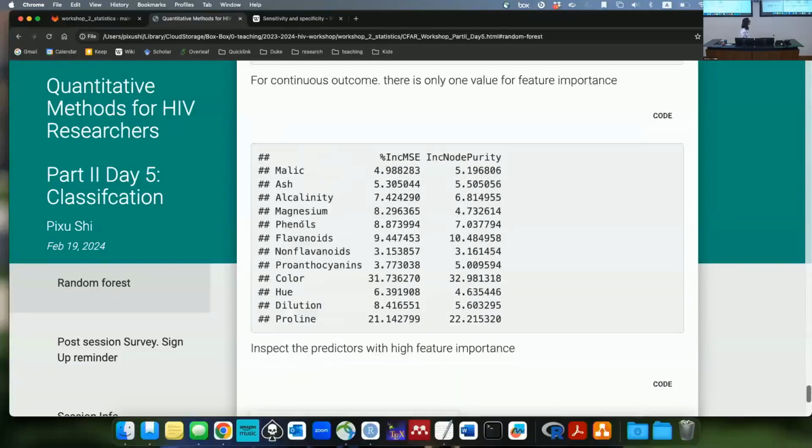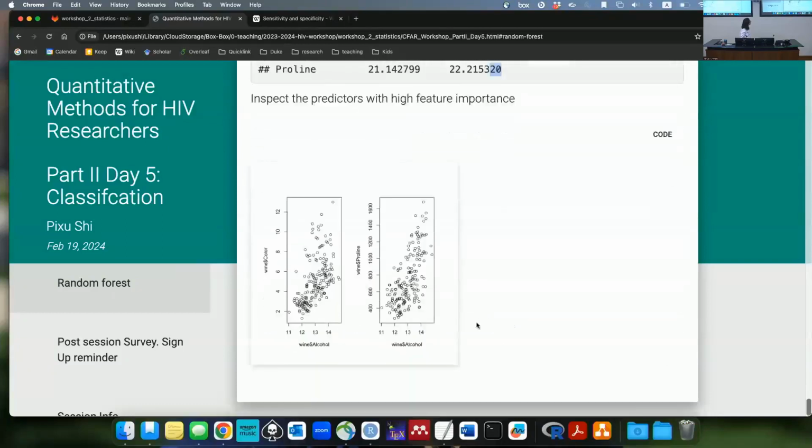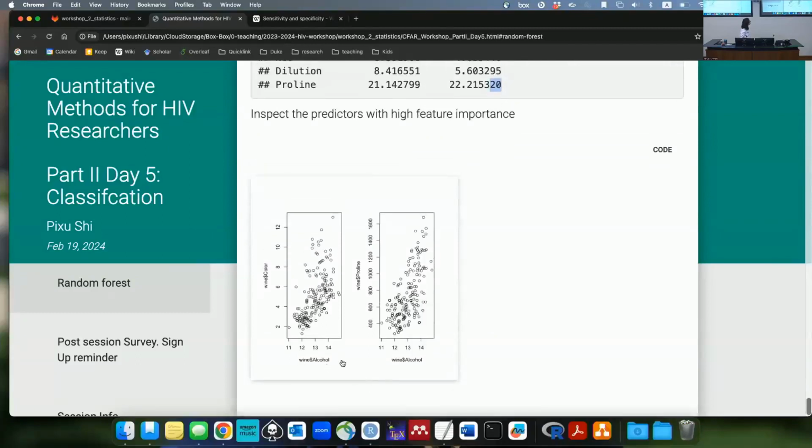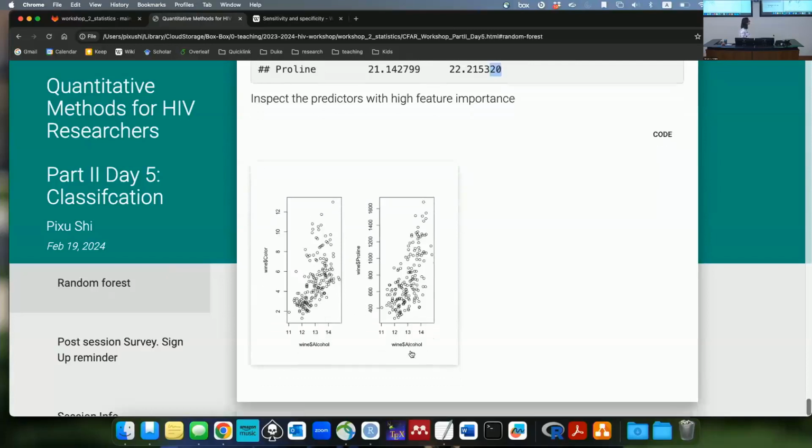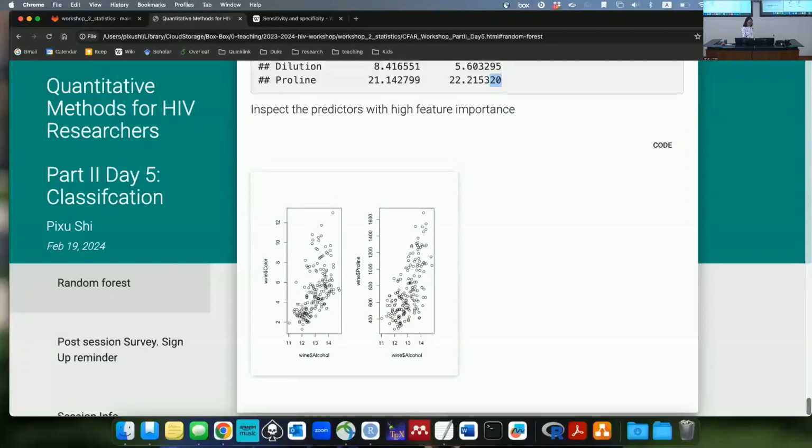And for this wine example, the biggest one comes from the color and the proline. When I plot the alcohol level versus those two predictors, you can see the linear or nonlinear, I don't know what trend, but there's a trend. So that's how you can visualize the important features chosen by the random forest. Unfortunately, you don't know the direction of the impact. So whenever you find an important one, it's better to visualize it and see where the direction is.